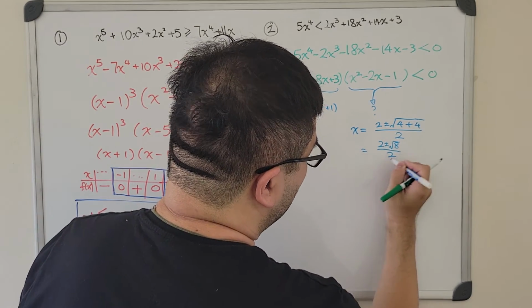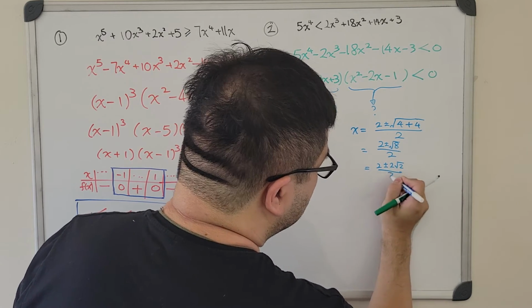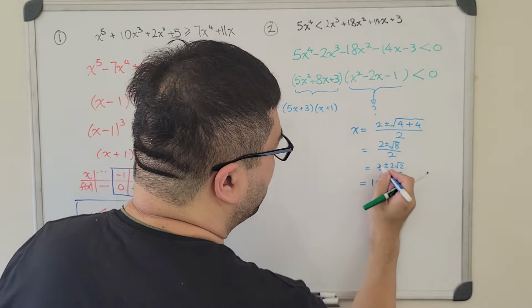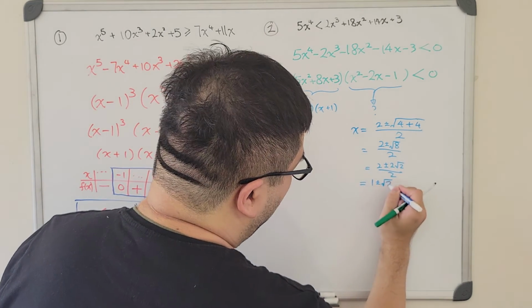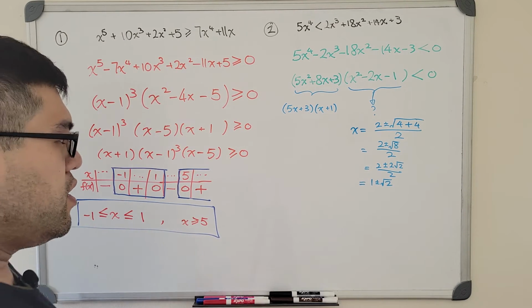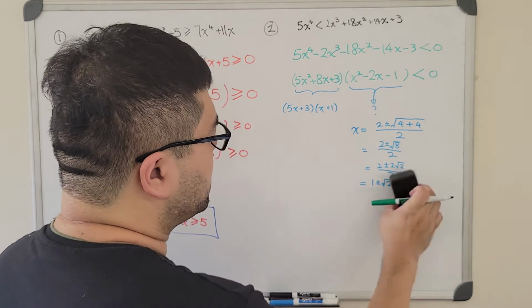And we can rationalize it to get something like this. And then after that, we can simplify it. Divide both terms by 2. So we actually found the roots: 1 plus radical 2 and 1 minus radical 2, respectively.